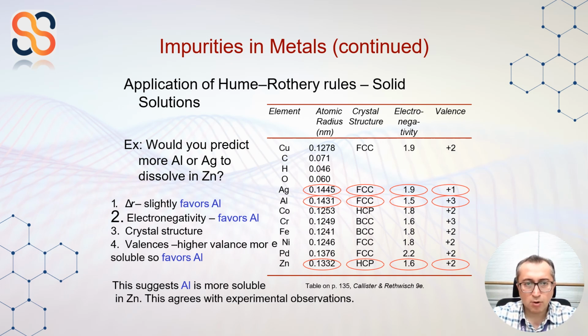When it comes to crystal structure, both Al and Ag share the FCC structure. This gives us a tie in this criterion, meaning neither has an advantage over the other in terms of fitting into the crystal lattice of zinc. Finally, we consider the valences of the metals. Aluminum has a valence of +3, while silver has a valence of +1. Since a higher valence typically indicates a greater tendency to dissolve, this favors Al again. Based on these criteria, we conclude that aluminum is more soluble in zinc compared to silver. This prediction aligns with experimental observations, confirming the validity of the Hume-Rothery rules. By analyzing these factors, we can understand the behavior of different metals when mixed together.